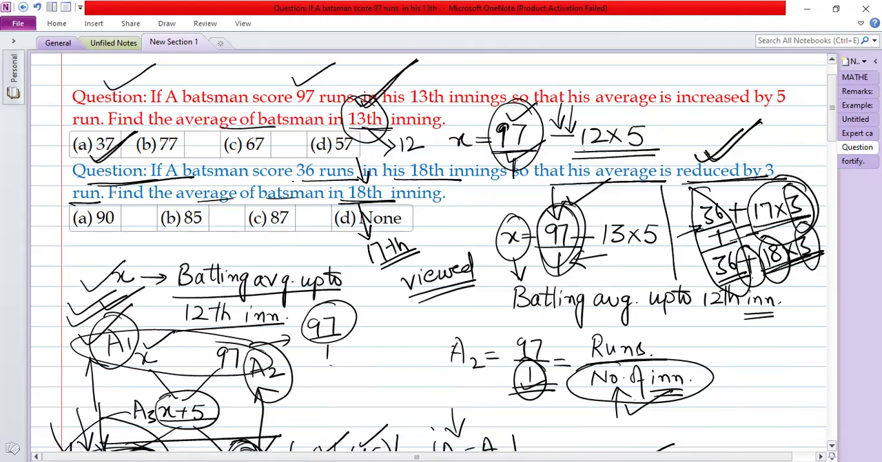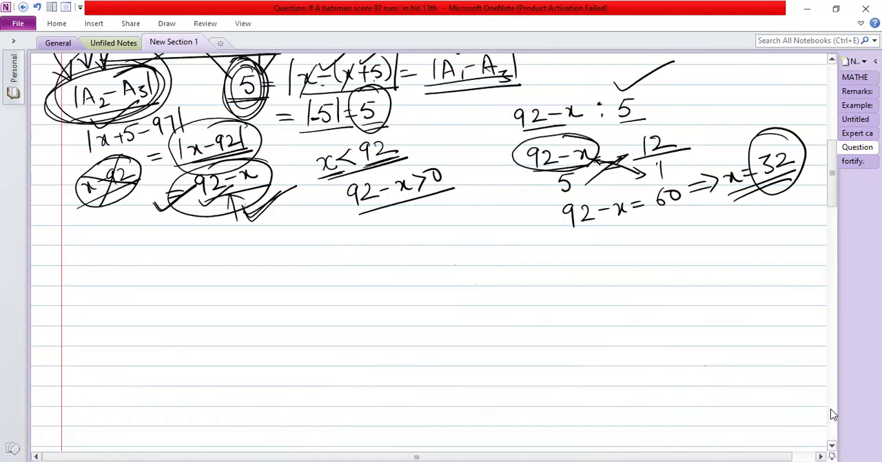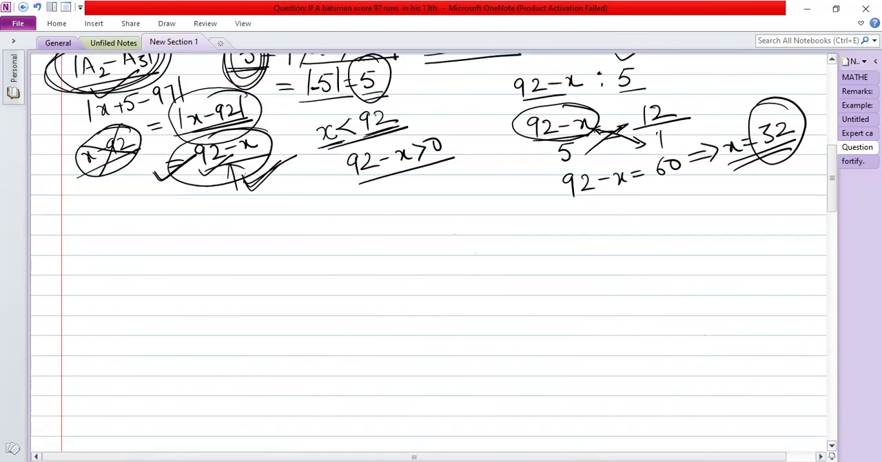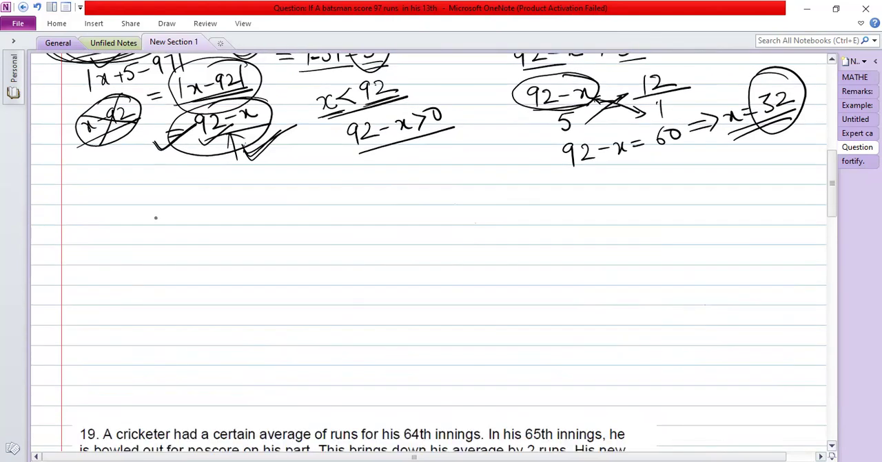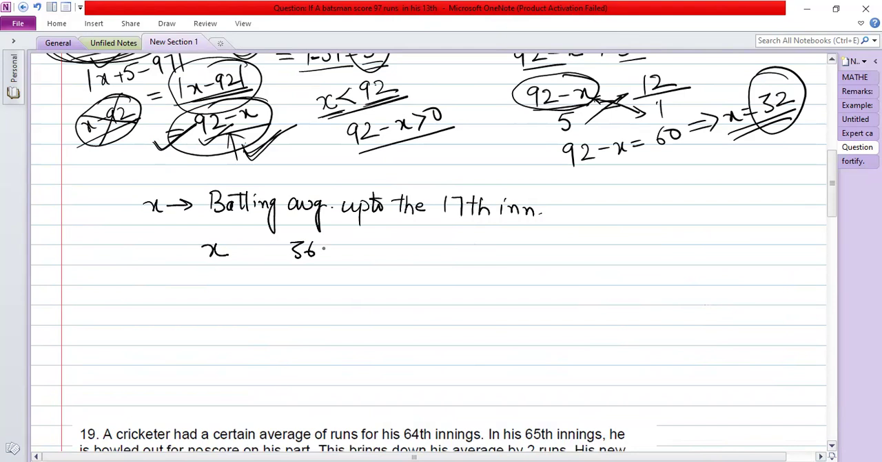So even this question can be solved the same way. Okay, so here, what will be the way of solving by alligation? Say x is the batting average up to the 17th inning. Then the last match it was 36, actually 36 divided by 1.